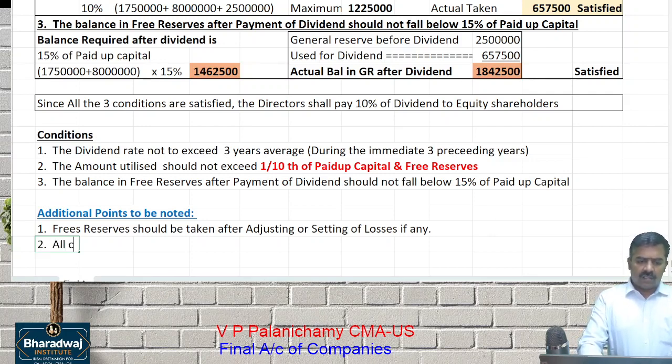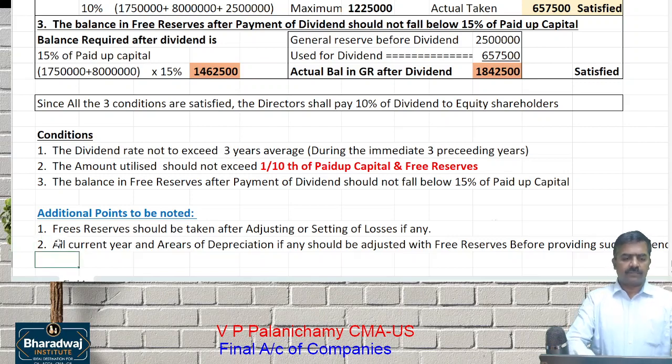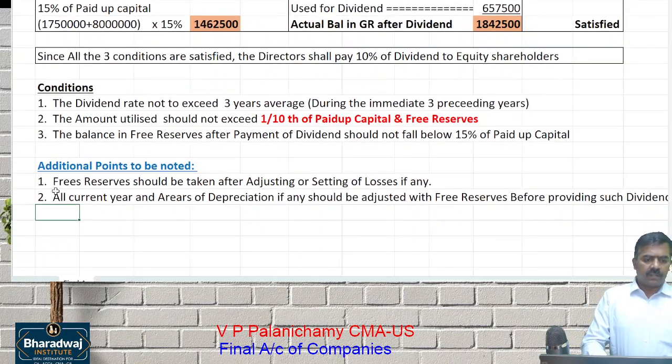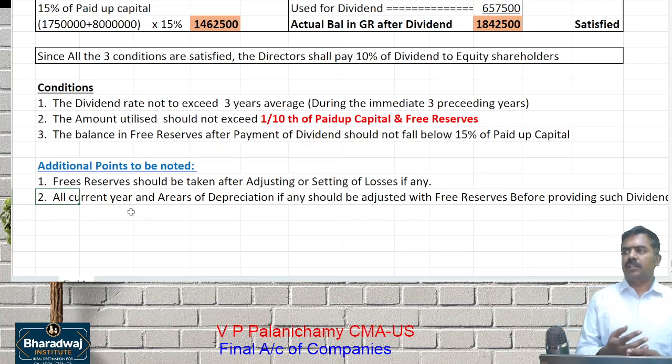All current year and arrears of depreciation, if any, should be adjusted with free reserves before providing such dividend. Clear? Suppose if you have not provided depreciation for the asset, it can be current year or past year. Ensure that you are providing depreciation, then you declare the dividend.